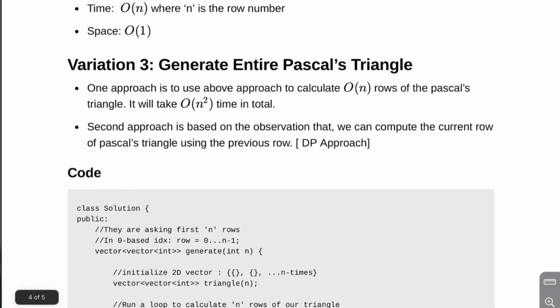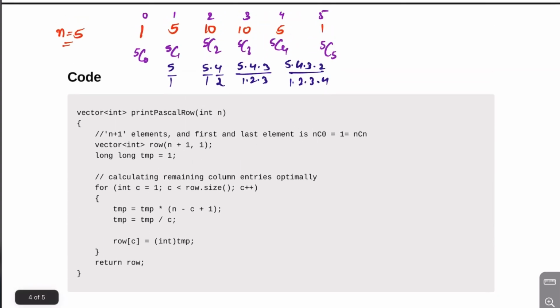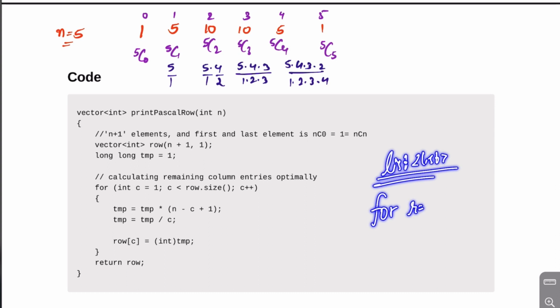Variation 3. Now we have to generate the entire Pascal's triangle. Now one approach is simple. We know that we want to generate n rows, right? So you can first use the above algorithm for generating a row and apply it n times and add it to the answer. So you can make a list of lists or vector of vector, and make a for loop run from, let's say, row equals 0 till n, not including n.